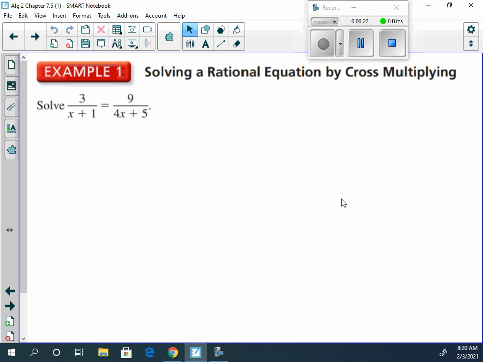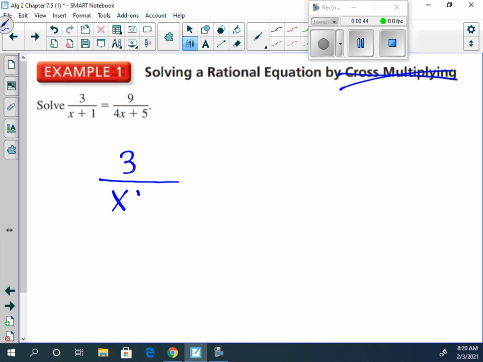Now, it says we're going to solve rational equations by cross-multiplying. Well, no, I'm going to cross that out. I don't like the idea or term of cross-multiplying. It is a very easy way to teach multiplying fractions, but it's more of a trick than actually learning how to do it.